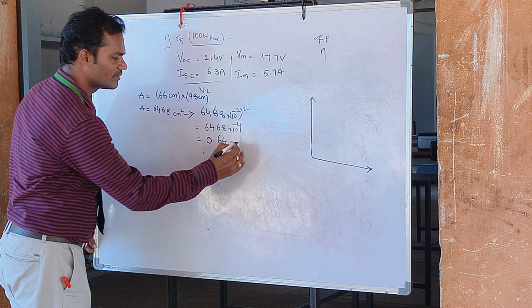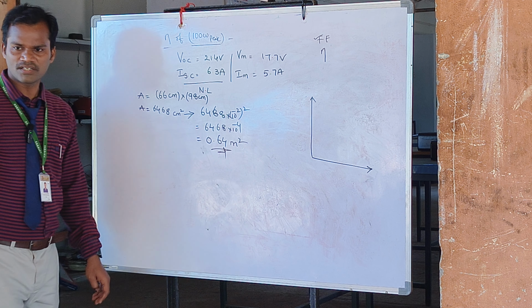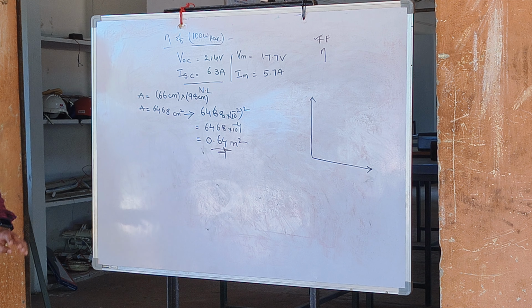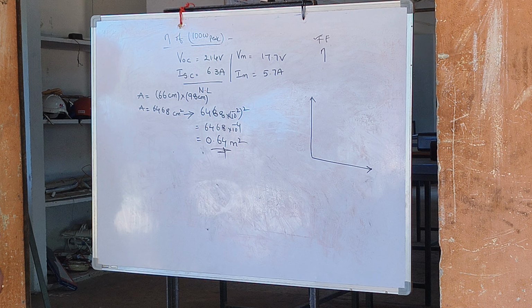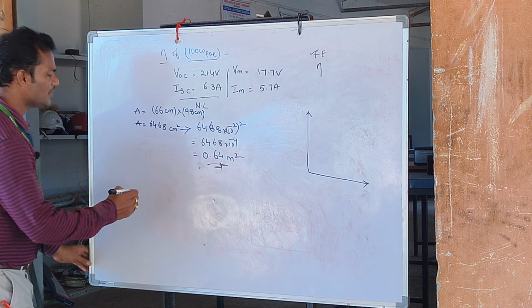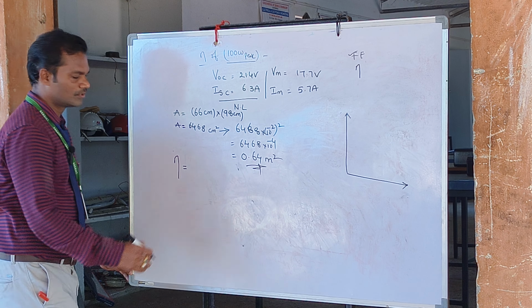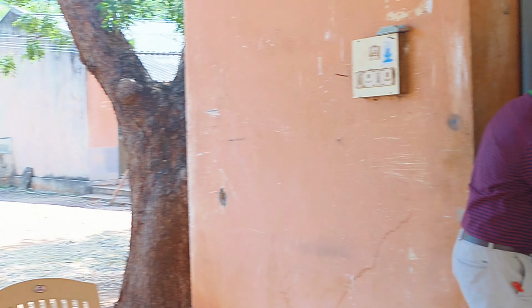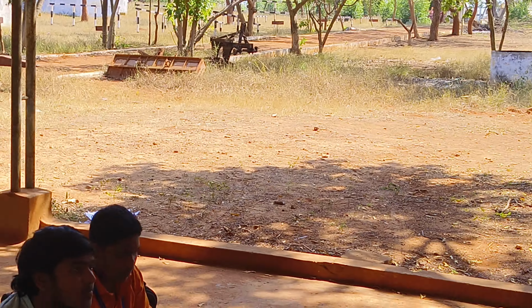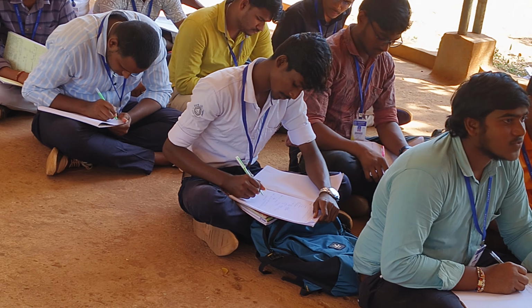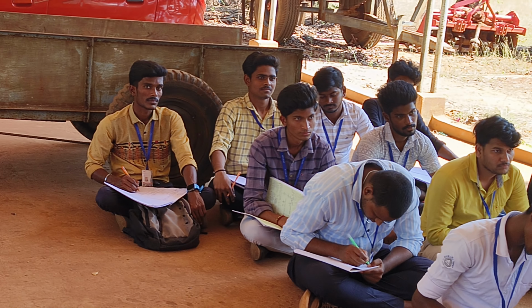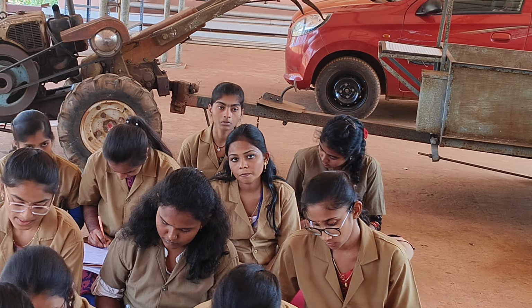0.64 meter square. Yes or no? So now you got the area of the solar panel. So now our evaluation is efficiency. Coming to the efficiency, what is the formula of efficiency we had already written? The maximum voltage of the solar panel multiplied with the maximum current of the solar panel, which is called the power output, divided by the input power.